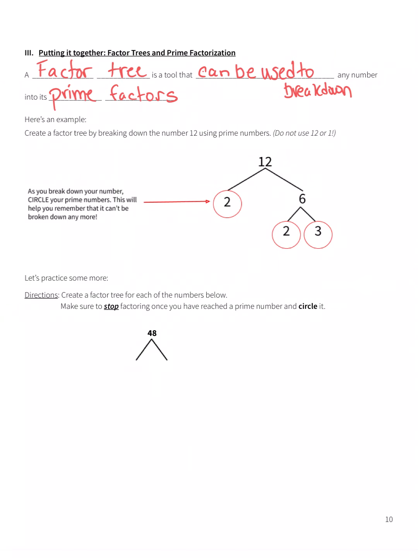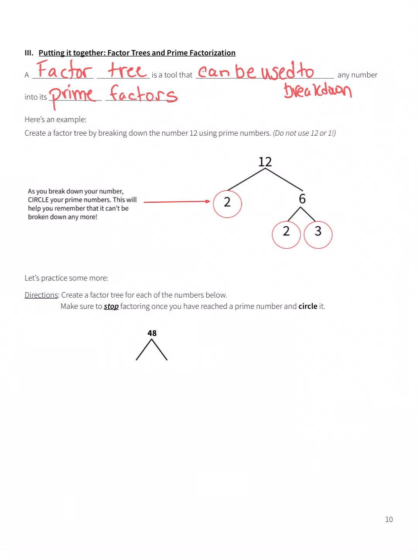Now our next step is if we see a prime number, we circle it. Well, 2 times 6 is 12, and 2 is a prime number, so we circle it. We know we don't have anywhere else to go on this one because we've circled our prime number.